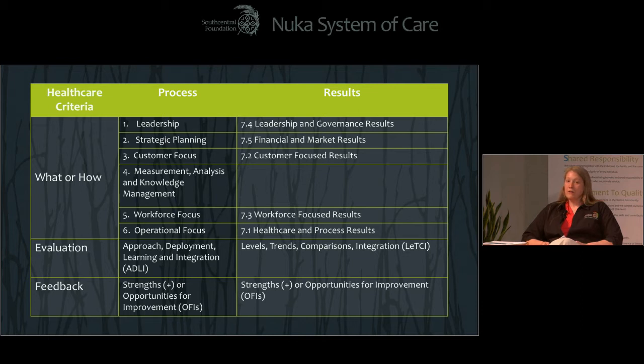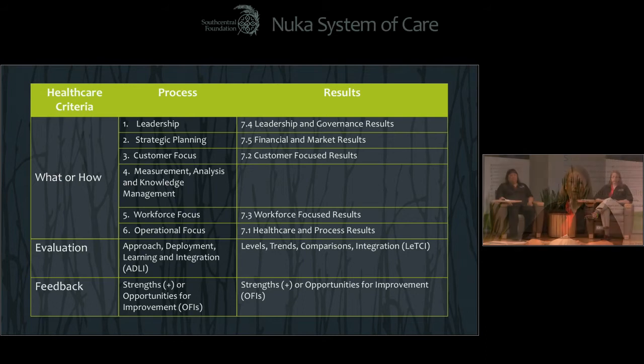So here's another way to look at the framework. It aligns the six process categories with the five subsections of the results category. So each of the categories, with the exception of number four, has a specific set of results. This diagram also includes two other key pieces to the framework, evaluation and feedback. And as I mentioned earlier, that is one of the key reasons organizations pursue Baldrige: the feedback is so rich.